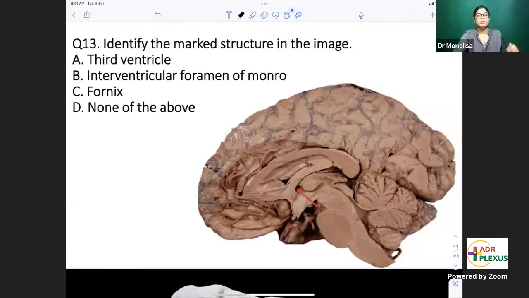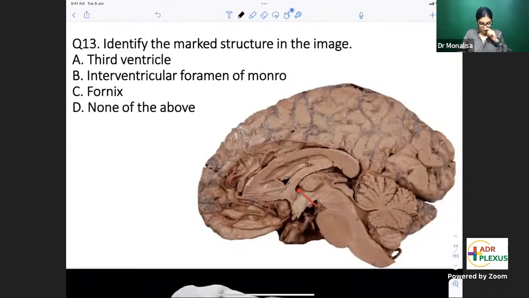Identify the arrow mark structure in the image. I am definitely getting many of the answers. B is coming up. So whether it's third ventricle, interventricular foramen of Monro, fornix, or none of the above. Yeah, B. Okay, let me just check.